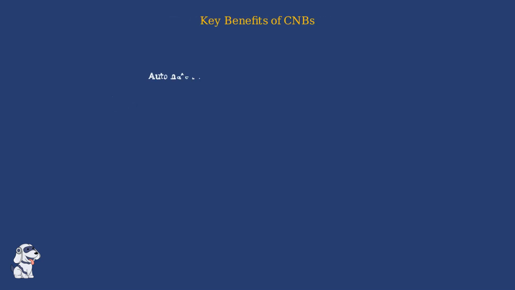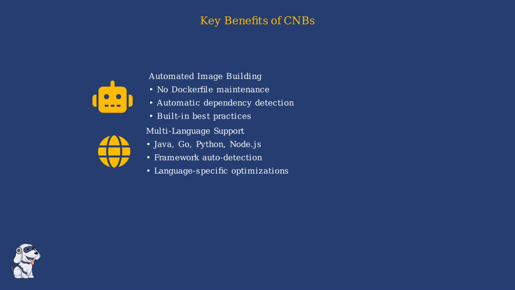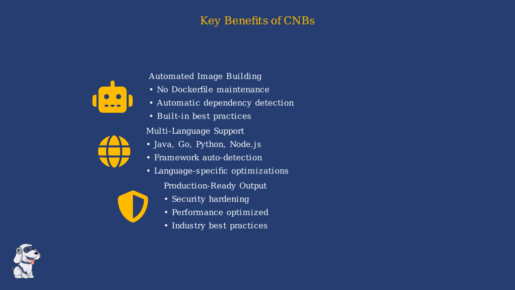Cloud-native Buildpacks provide several key benefits that make them attractive for modern development workflows. These include automated image building, comprehensive multi-language support, and production-ready containerization capabilities. Buildpacks excel at multi-language support, automatically detecting and configuring environments for various programming languages and frameworks, without requiring language-specific Docker knowledge from developers. Perhaps most importantly, Buildpacks generate production-ready containers with security hardening, performance optimizations, and industry best practices built in by default.